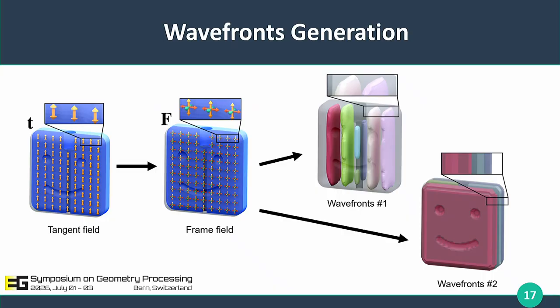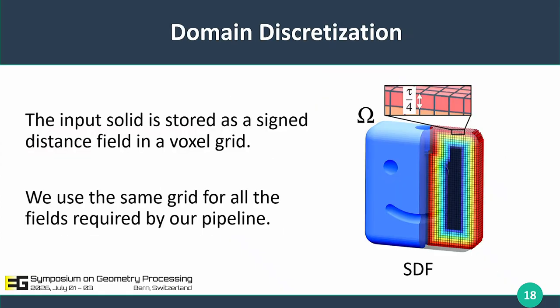We seek to generate two wavefronts that are orthogonal to each other and to the target tangent field. To guide these wavefronts throughout the volume, we first generate a frame field in which the normal direction guides the first wavefront and the bitangent direction guides the second. Before diving into more details, I will briefly present the discretization of our domain. The input solid is encoded as an SDF on a dense voxel grid, which also stores all other fields. A fine voxel size of tau over 4 is used to ensure sufficient resolution to capture the required geometric details.